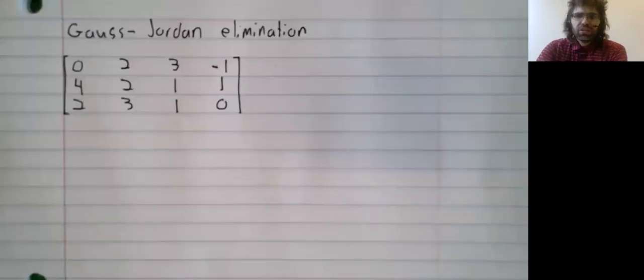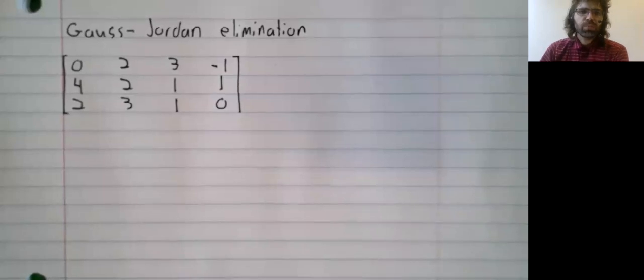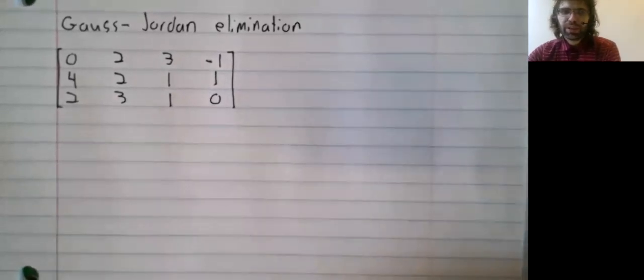Let's present Gauss Jordan elimination. Just like Gaussian elimination puts a matrix into row echelon form, Gauss Jordan elimination puts a matrix into reduced row echelon form. We'll present this via example, just like we did Gaussian elimination.